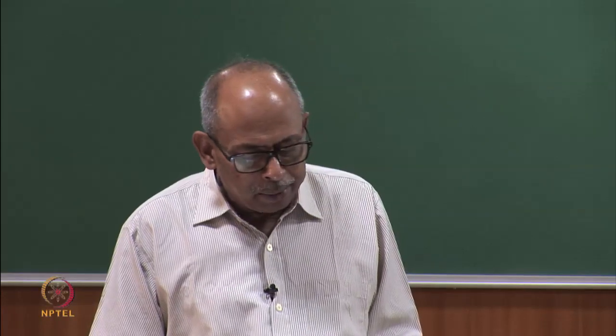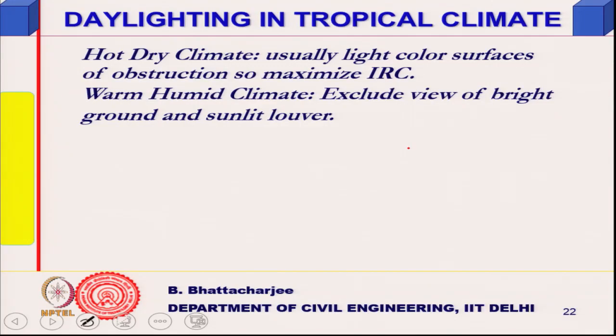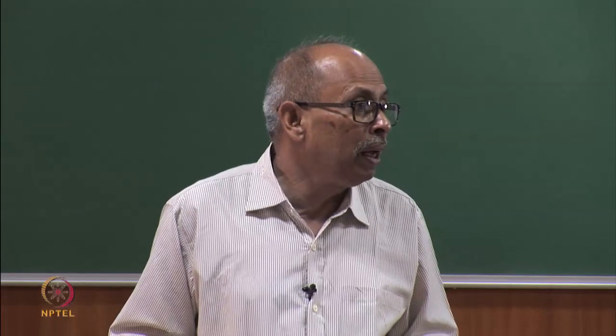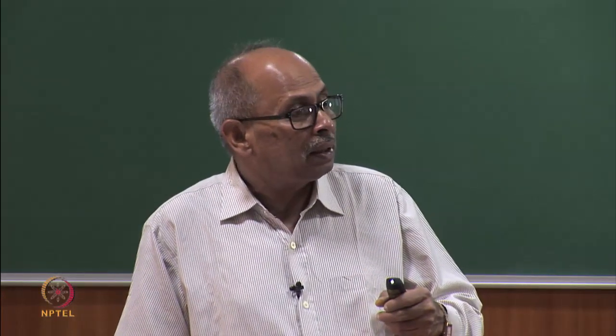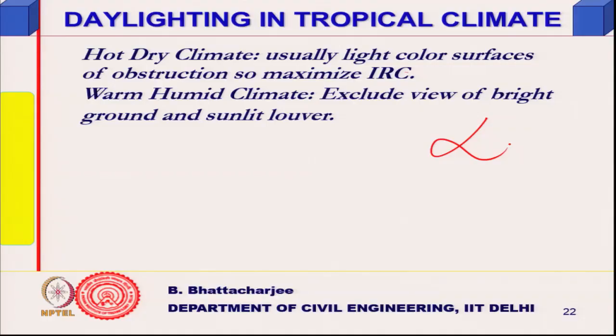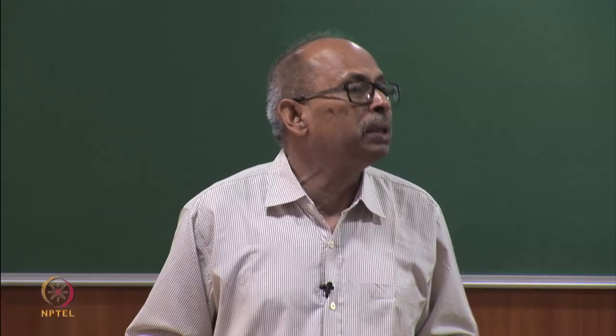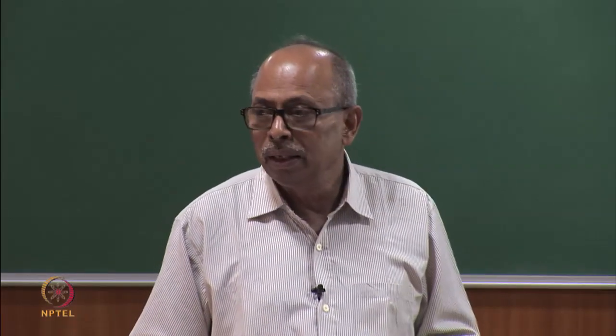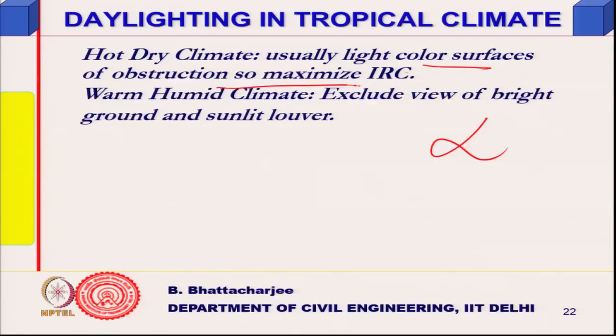Now, in tropical climate, usually we use light color surfaces for the building. Why? We want as little absorption as possible, a low alpha value. We want the alpha value lower for thermal reasons. Now, a high whitewash surface will have high reflectivity, so they are sometimes a source of glare. So, in hot dry climate, light color surfaces or obstructions might actually be sources of glare.